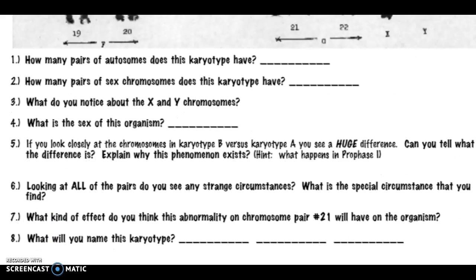So how many pairs of autosomes does this karyotype have? Again, it still has what we would expect, 22 pairs of autosomal chromosomes, except 23 is not a pair. This time it's a triplet. It would be trisomy 21. How many pairs of sex chromosomes do we have? There's just the 1 pair of sex chromosomes. In this case, it would be an X and a Y. This will be an XY individual, making it a male.